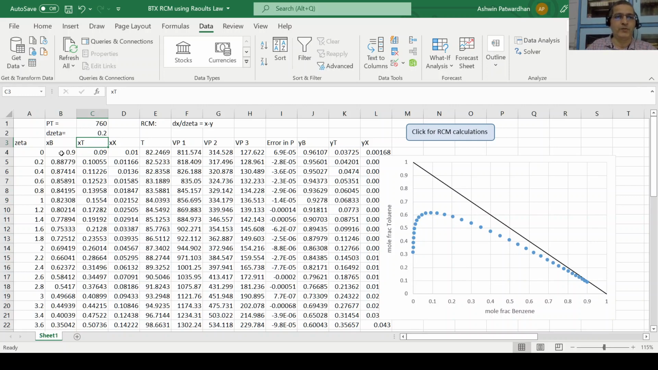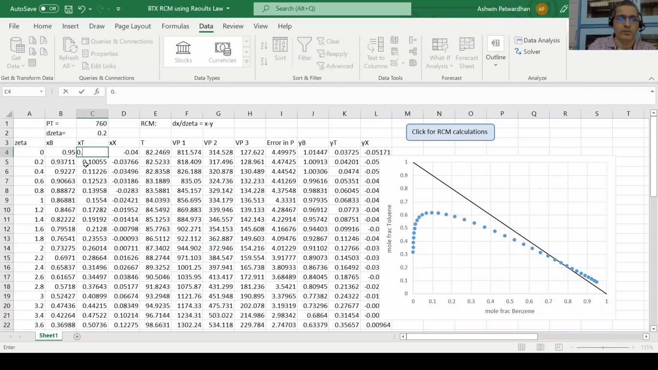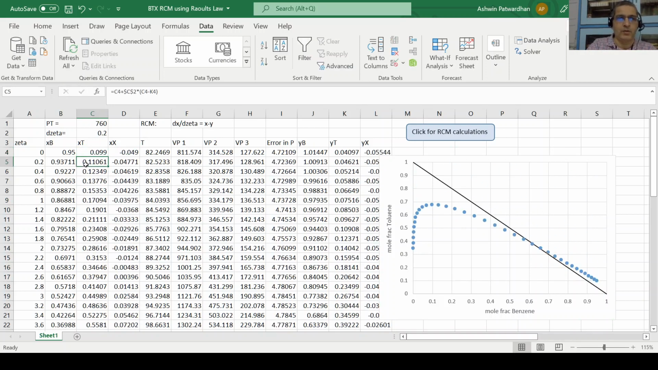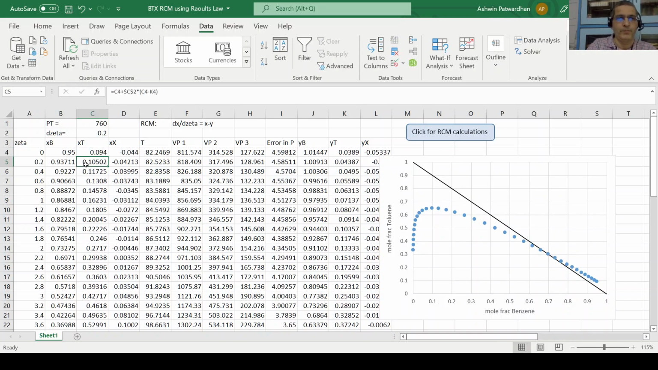Now we can start with different values. Let's say we start with 0.95, with 0.099, and 0.099, and correspondingly 0.094, let's say, 0.049, I should say.